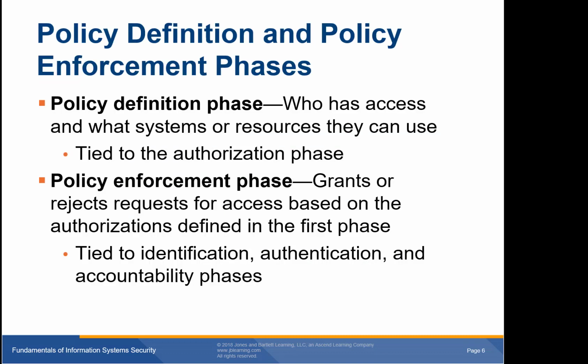These four parts are divided into two phases. First is the policy definition phase. This phase determines who has access and what systems or resources they can use. The authorization definition process operates in this phase. And second is the policy enforcement phase. This phase grants or rejects requests for access based on the authorizations defined in the first phase. The identification, authentication, authorization, execution, and accountability processes operate in this phase.